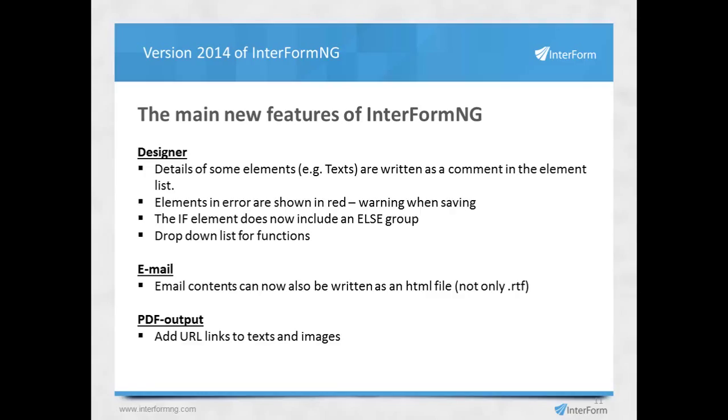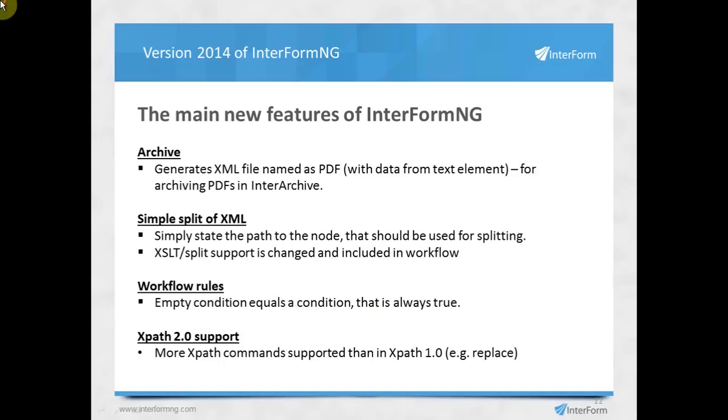For emailing, we previously supported RTF for describing the contents of those outgoing emails, but now you can also use HTML. And when we are generating PDF, you can now add a URL link both on text and images. If you want to archive the output PDF, then you probably want an extra XML file as output that contains the index data, and that is actually possible to create now with InterformNG.